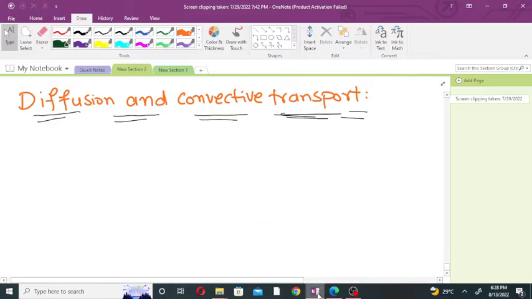Hello everyone. We have started chapter number 14 in the book Elements of Chemical Reaction Engineering written by Fogler. This chapter is related to mass transfer limitations in reacting systems. The first lecture was about the rate equation in the Cartesian coordinate system. The second lecture was related to the molar fluxes.